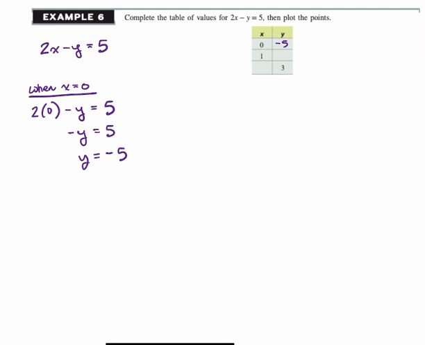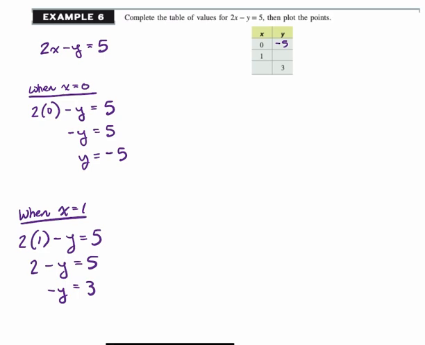The next x value we have is 1. So I can say when x equals +1. So let's plug in 1 for x. This would be 2 times 1 minus y equals 5. 2 times 1 is 2. So 2 minus y equals 5. We can subtract the 2 over to the other side. So negative y will equal positive 3. And then, just like before, I'll divide the negative over. So y will equal negative 3. So I'll have the point 1 comma negative 3.